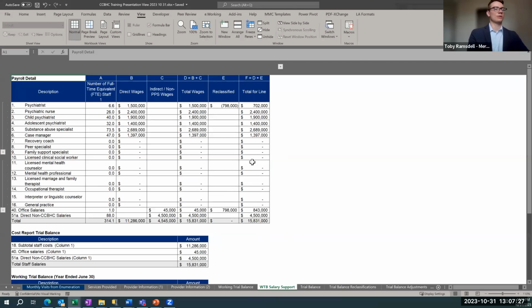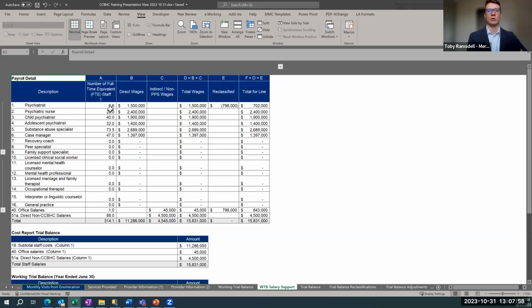Okay, this is kind of a supplemental analysis as well of salaries. So what's going on here is that I've taken my salary information from the working trial balance and taken my staff from services provided, those FTE counts, and then assigned wages based on the position. You could go through your payroll data, for example, and be able to tie that out.